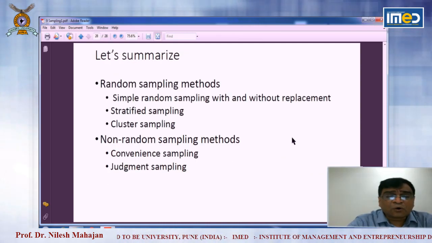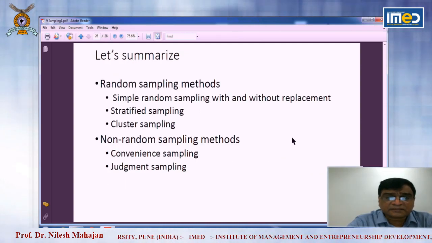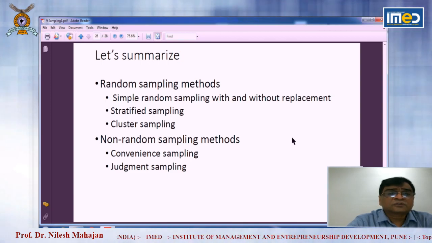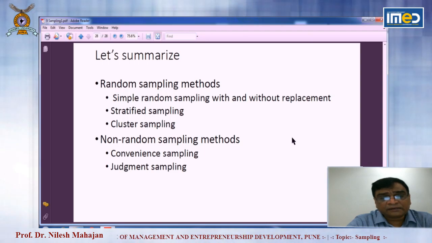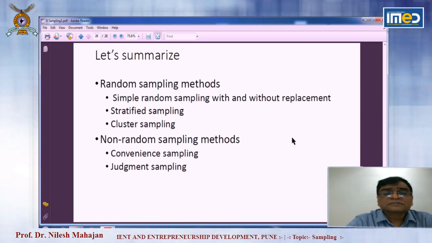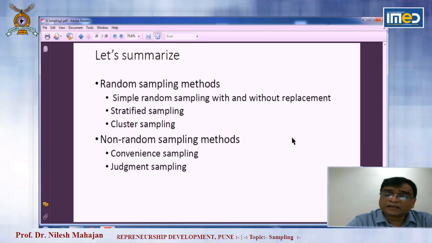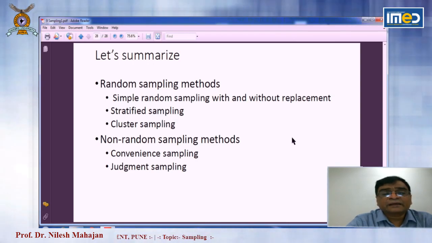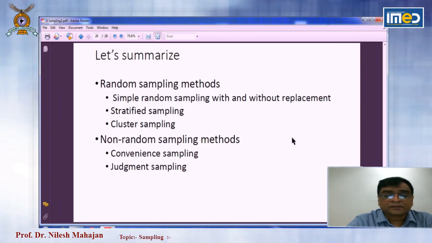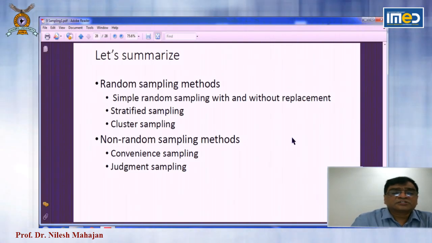So now I summarize what we learned in this lecture. First, what is random sampling? Random sampling is divided into three parts: simple random sampling with and without replacement, second, stratified sampling, and third, cluster sampling. Again, we learned the non-random sampling methods. The first is convenience sampling and the second is judgment sampling.